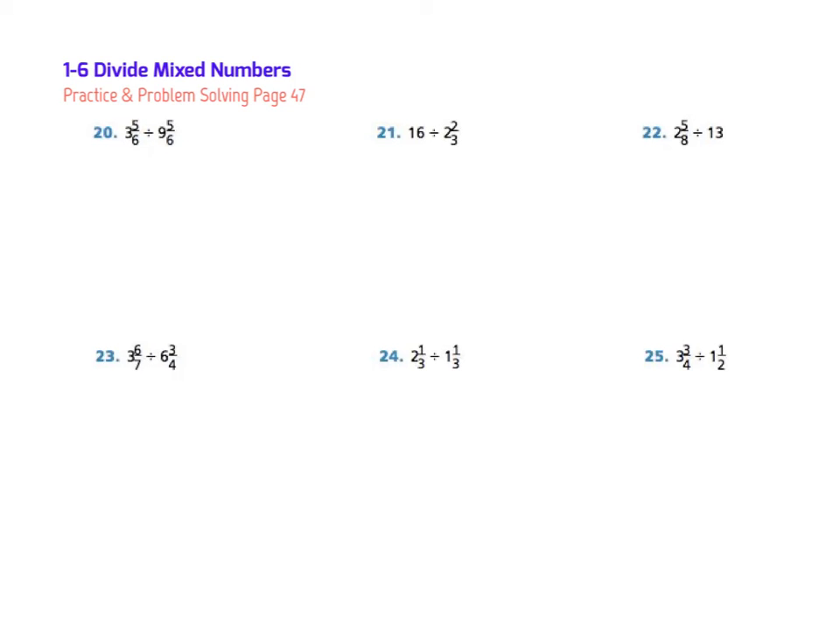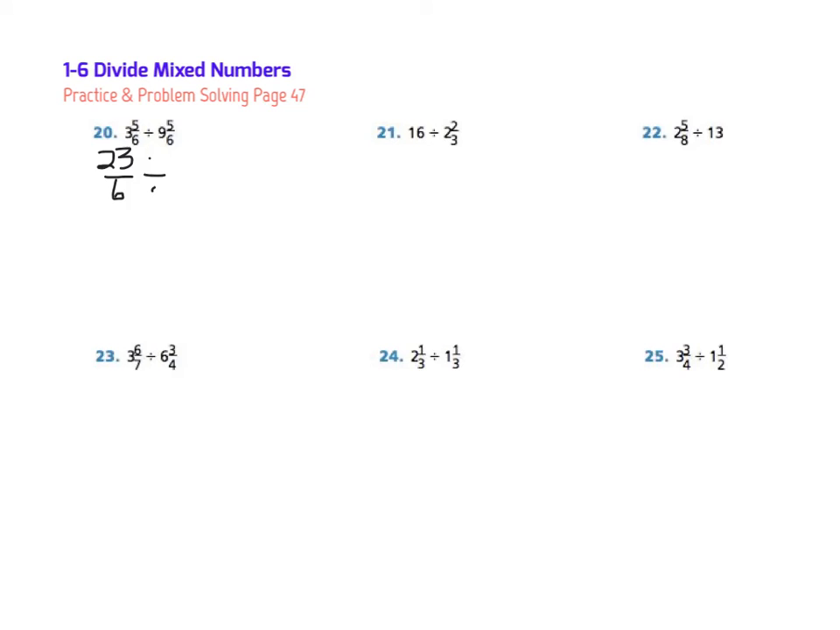So let's take a look at number 20. We have 3 5/6. That first mixed number, we keep our denominator 6. And then to find my numerator, you multiply the whole by the bottom. 3 times 6 is 18. And then add the numerator 5. 18 plus 5 is 23. Then we have divided by.